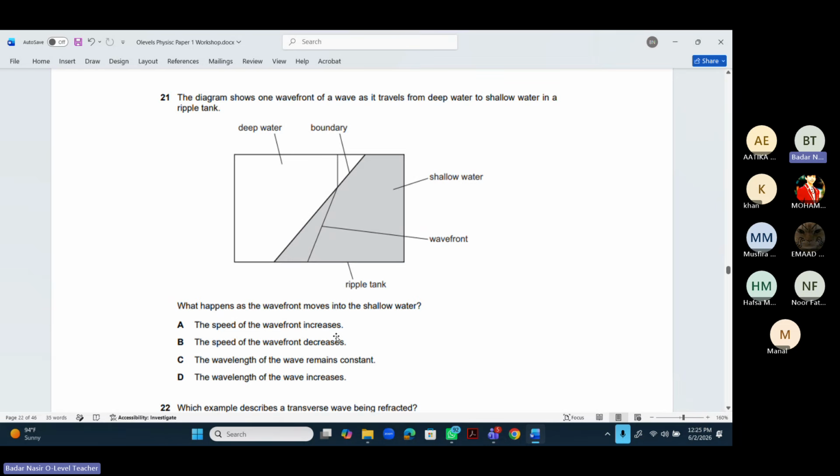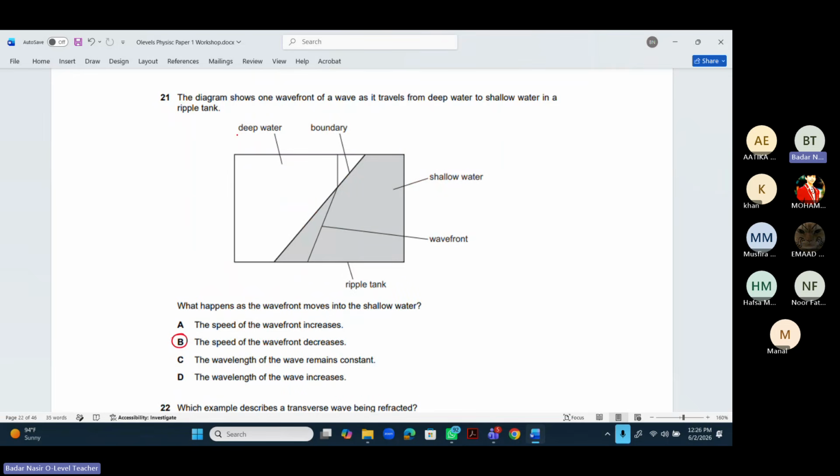Now, the diagram shows one wavefront of a wave as it travels from deep water to shallow water in a ripple tank. What happens as the wavefront moves into the shallow water? The speed of the wavefront decreases. So the correct answer is B.